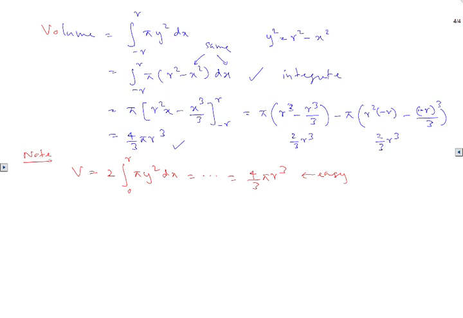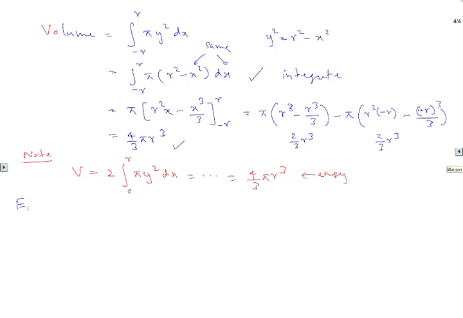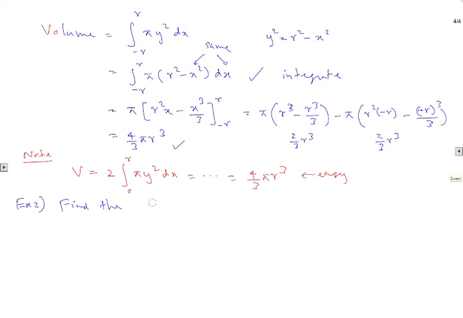Okay, so that's the formula that you were using for a long time, and now we proved the formula. Okay, let's do more examples. Let's do another one. So the next example is example number 2. Let's say find the volume.